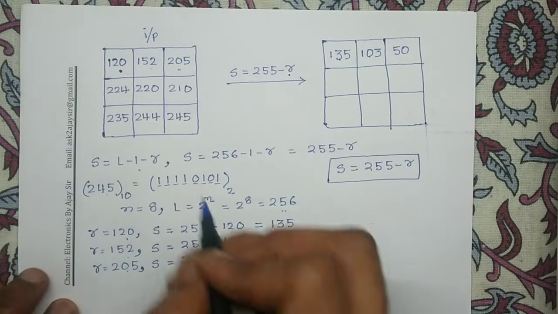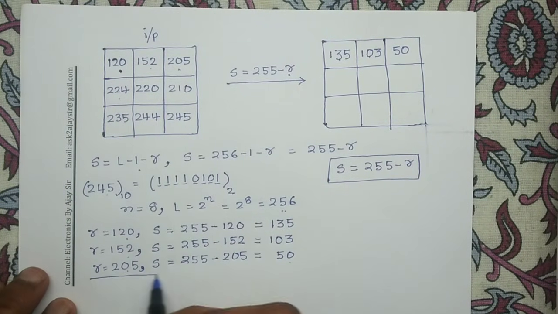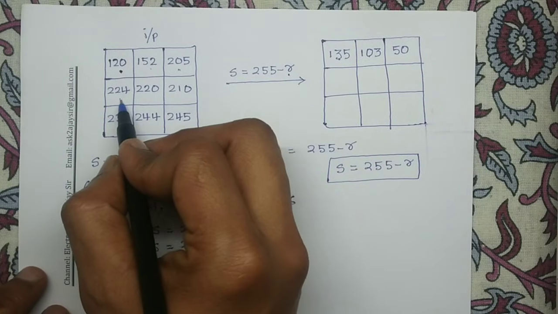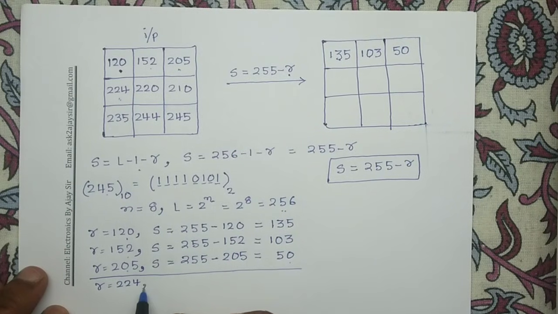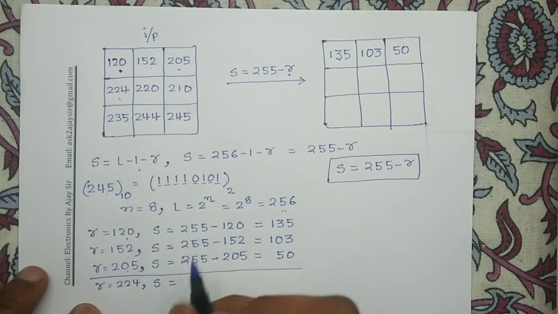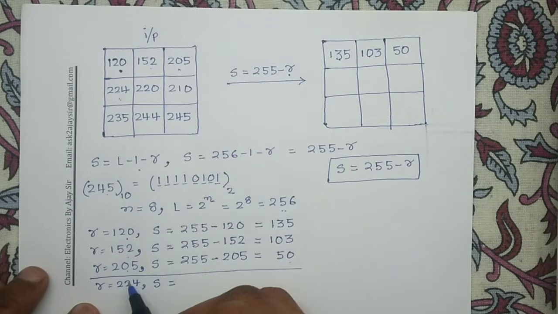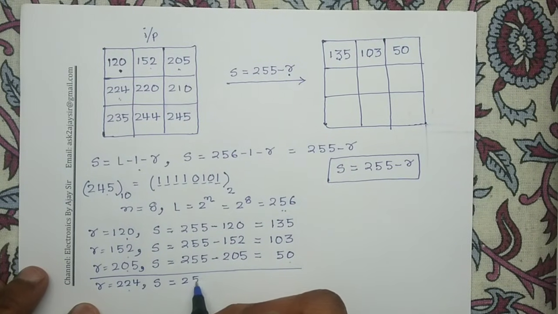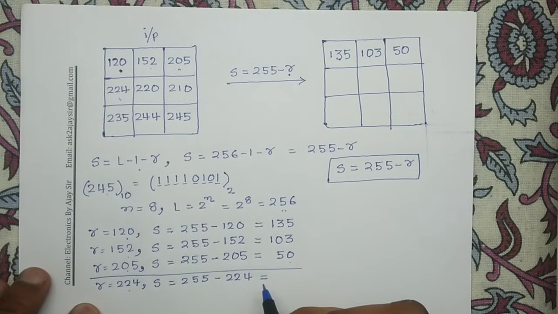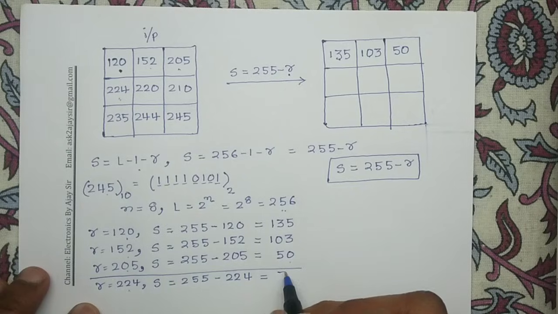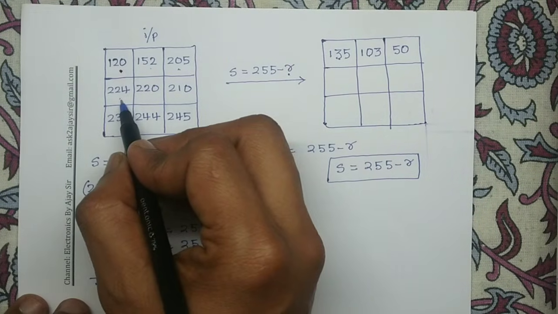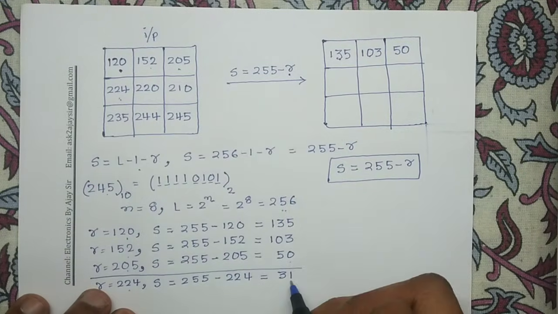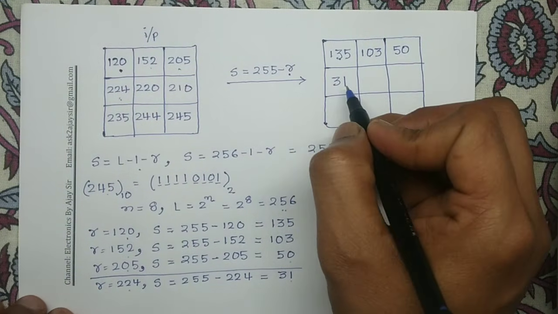Similarly, for this pixel, the input intensity level is 224. So R is equals to 224. We have to determine the output intensity level. So in this equation, in place of R, I will substitute 224. The equation of S becomes 255 minus 224, that is equals to 31. So for this given input intensity level 224, we have obtained the output intensity level 31. So here I will write 31.